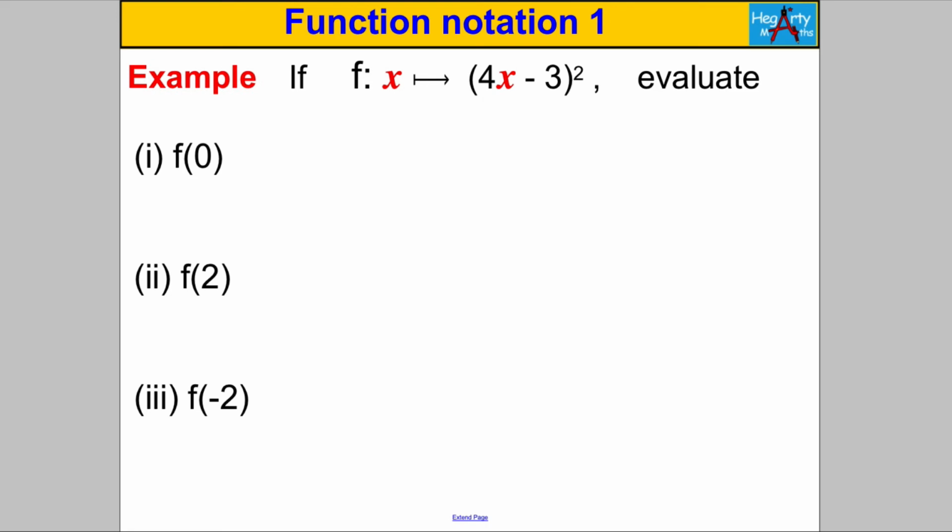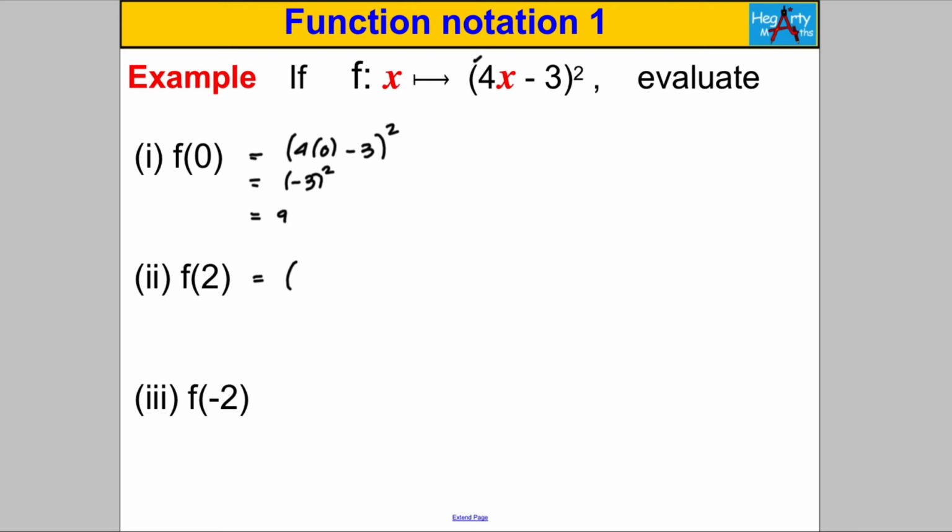Right, next one. Pause the video, have a go at this. It looks awfully similar to the one before, other than what are we squaring here? Not the x, but we're squaring the whole expression 4x subtract 3. So let's put 0 in. Keep that bracket from here. 4 multiplied by 0 take away 3 all squared. 4 multiplied by 0 is 0. So 0 take away 3 is negative 3 squared. Negative 3 squared is positive 9.